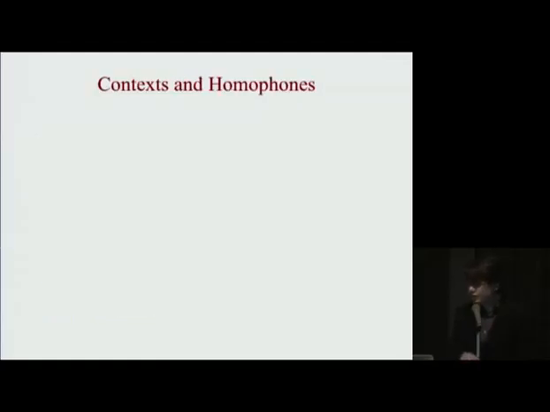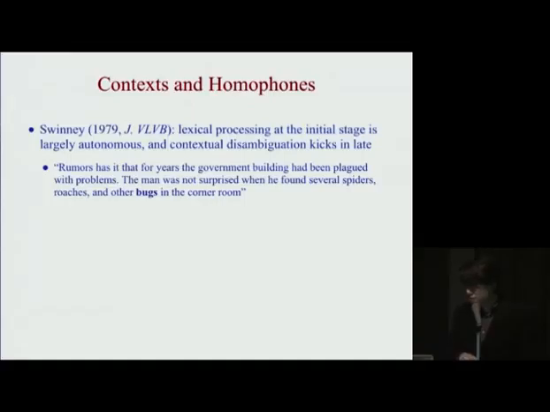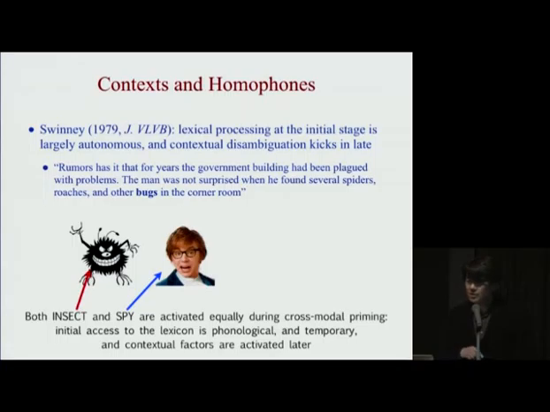This is one of the earlier studies by David Swinney, highly influential, showing that lexical processing at the very initial stage of language processing is highly autonomous, with contextual cues coming much later. By later, I mean later by 100 milliseconds, but not 5 seconds. So here's an example. Rumor has it that for years, the government building had been plagued with problems. The man was not surprised when he discovered several spiders, roaches, and other bugs in a corner of the room. So bug, of course, is ambiguous. It could either mean the insect or spy.